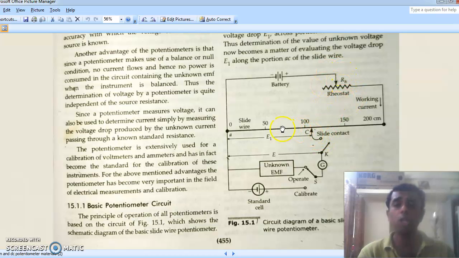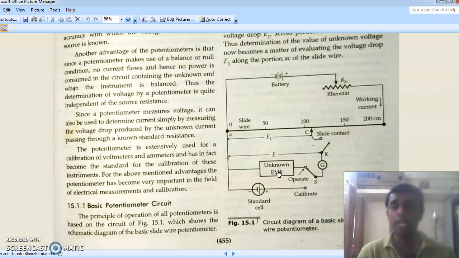The working current can be controlled by this rheostat. If you slide this jockey over the slide wire to some particular length, say E1, we see a null deflection in the galvanometer. This E1 is directly proportional to the length here. So knowing the length, you can easily calculate the value of E1, which is equal to E, the unknown EMF. This is how the basic potentiometer works.